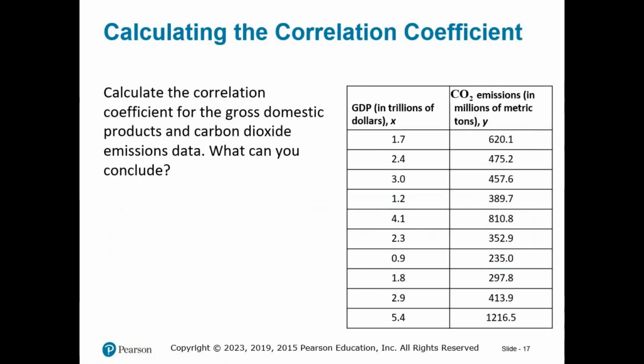So I'm going to talk you through the process of finding the correlation coefficient for the gross domestic product problem from before. But don't feel like you have to write notes for this part, because after I'm done, I'm going to give you a calculator shortcut. Okay, so the directions here read, calculate the correlation coefficient for the gross domestic product and carbon dioxide emissions data. What can you conclude?